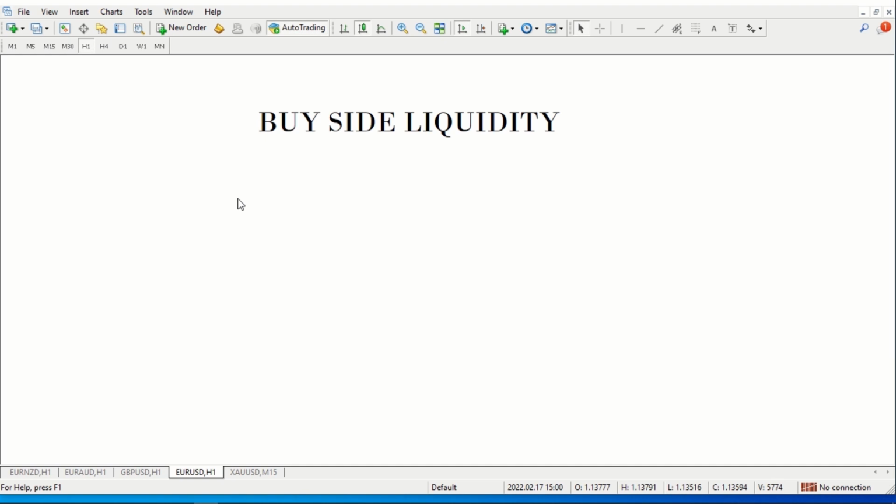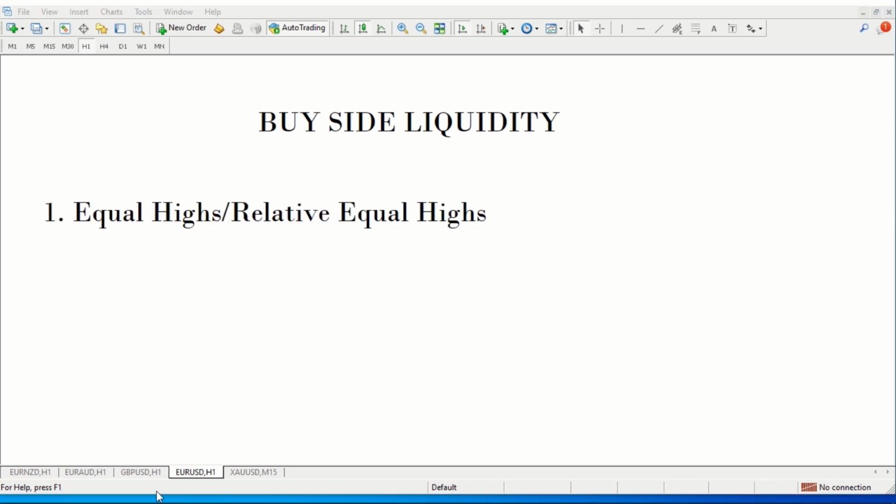The first example of buy-side liquidity is equal highs or relative equal highs. The difference is equal highs, as the name suggests, means the two highs are of the same level, and relative equal highs is where the two levels are not of the same level. One high is higher than the other high with a marginal pips differential. So I'll take you to the charts so that I will help you to locate these highs.